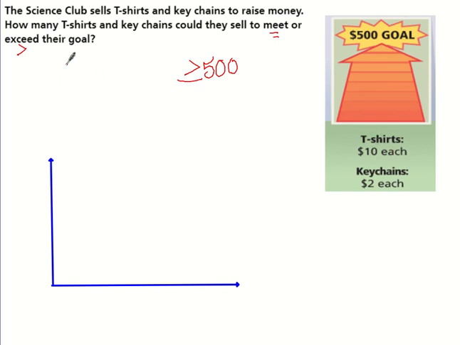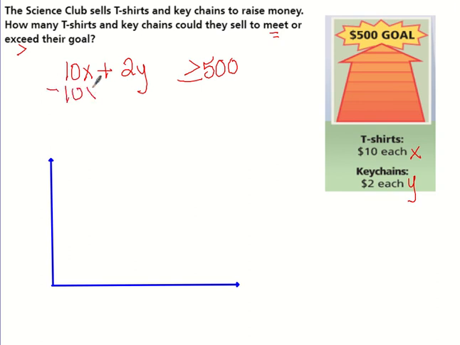T-shirts are $10. So let's go 10x. Let's make this x. And keychains are $2. So we're going to go plus 2y. All right, we'll make this y. Just like our system, but we only have one. Okay, one line. So it's very similar to our systems, right? Standard form.